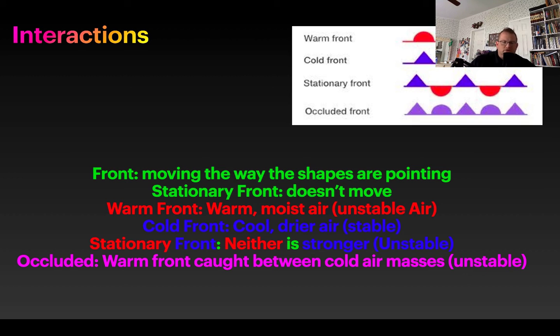A stationary front, neither front is stronger. They're just kind of stuck together, cold on one side, warm on the other, and they can't push past each other. And occluded, I really didn't talk much about occluded front, but basically it's a warm front that's been caught between two cold air masses. So you've got a warm front and a cold front was pushing up, but there's cold air in front of that warm front. And the cold air comes up behind it, pushes under it, causing the warm air to go up, which then creates that thunderstorm capability because the warmer air is what causes thunderstorms. And then the two cold air masses come together. So that's an occluded front. We're not going to get much into that.